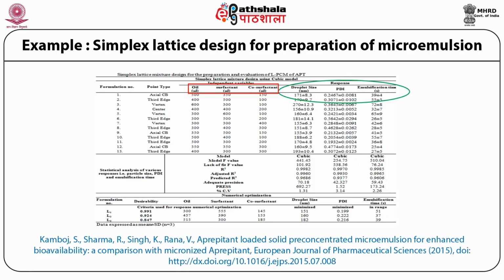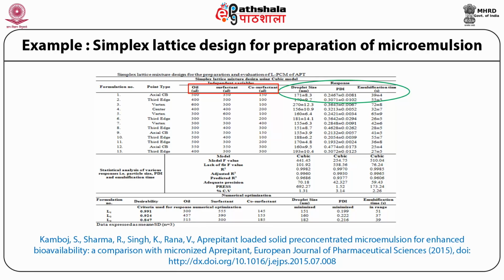And then after multiple linear regression, we have obtained a statistical analysis in the form of a model, that is a cubic model or a quadratic model. In this case we have obtained a cubic model, and then R square values, that is how much correlatable the correlation between dependent and independent variables is. And then using a numerical optimization technique we obtain a desirability.